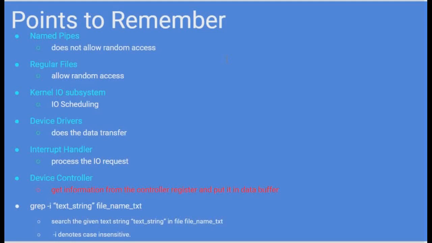The kernel IO subsystem is used for IO scheduling. The function of a device driver is just doing the data transfer. We already know an interrupt handler allows us to handle the IO request. We already discussed what interrupts are. There are two ways: polling or interrupting the CPU. If the CPU keeps on polling each and every hardware device to see if some requests are coming for the CPU.